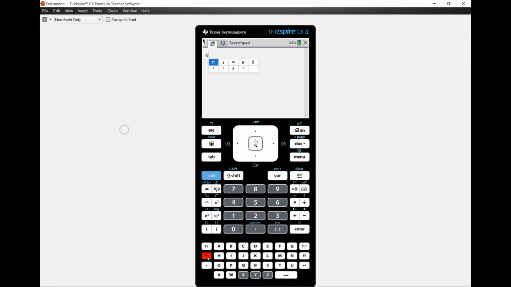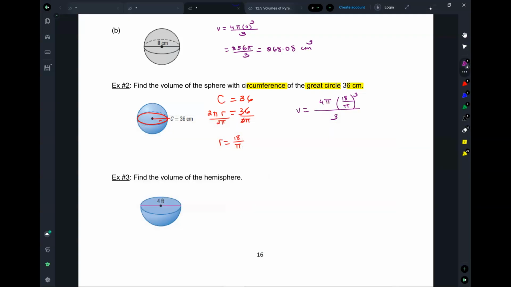So 4 pi, 18 over pi. Okay, so like this, whoops. Make sure you go outside to put the cube, and then all over. Right? And when you press enter, make sure that this looks like what you want it to look like. All right, so it is 787.87 cubic centimeters.